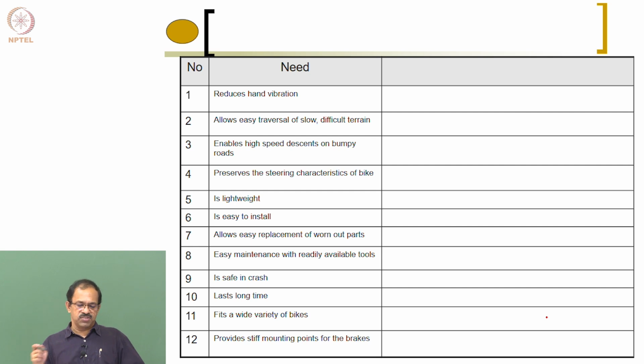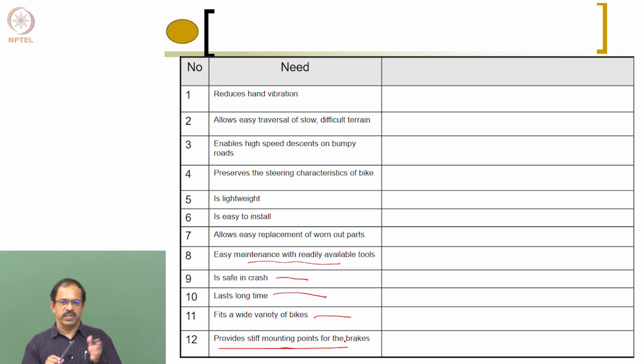So take the example of these needs: reduces hand vibration, allows easy traversal of slow difficult terrain, enables high speed descents on bumpy roads, preserves steering characteristics, lightweight, easy to install, allows easy replacement, easy maintenance with readily available tools, safe in crash, lasts long time, fits a wide variety of bikes, provides stiff mounting for brakes. So these are the customer needs you identified, or we can identify, for a cycle suspension. That's the cycle fork design which we discussed in the previous class.